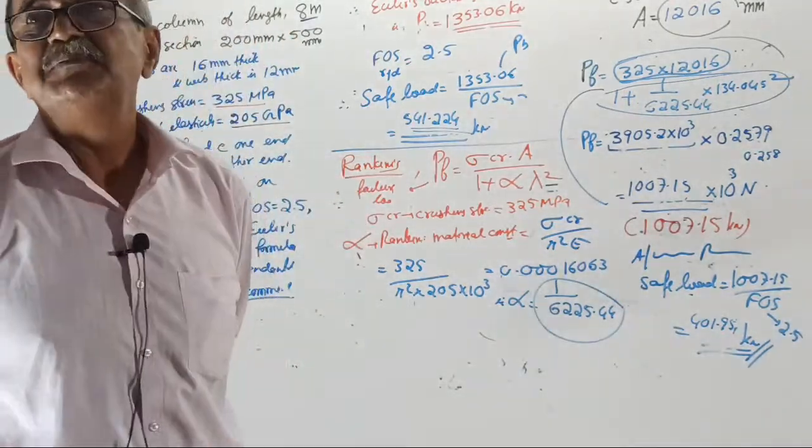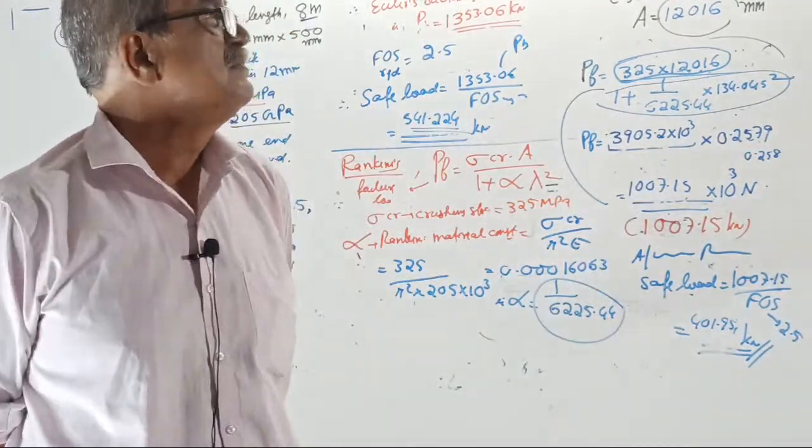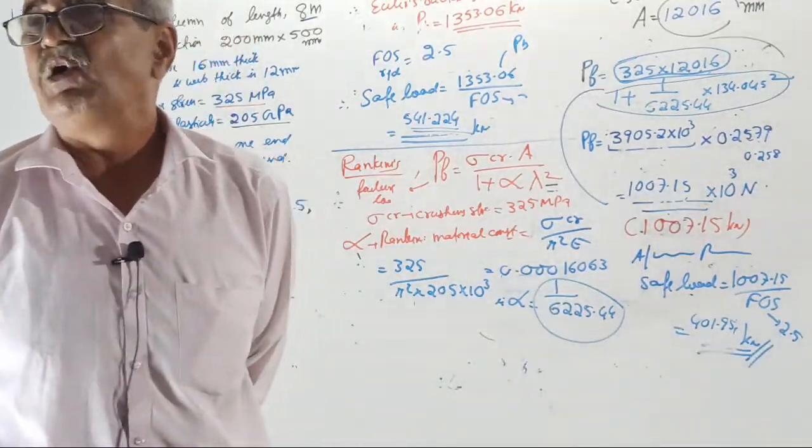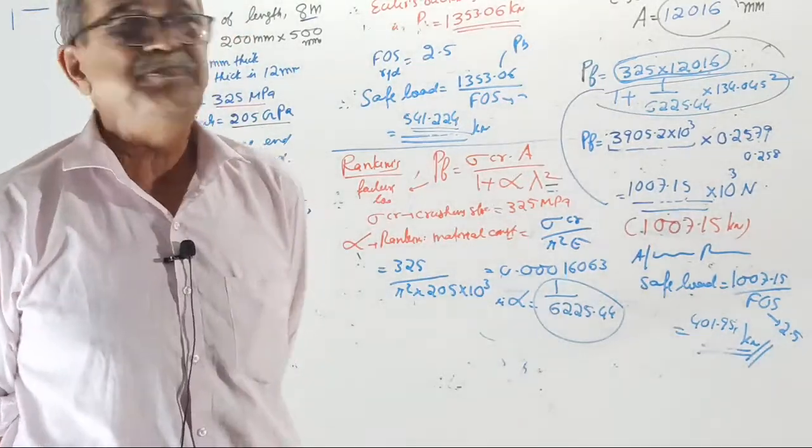Rankine's: PF equals sigma CR into A by 1 plus alpha lambda square. Sigma CR is given, area you know how to calculate, 1 is known, alpha they will give in the question, lambda is L effective by r. Substitute, you get the answer.